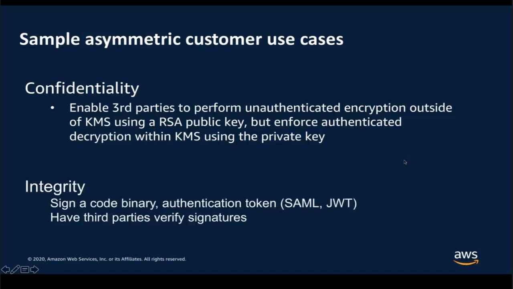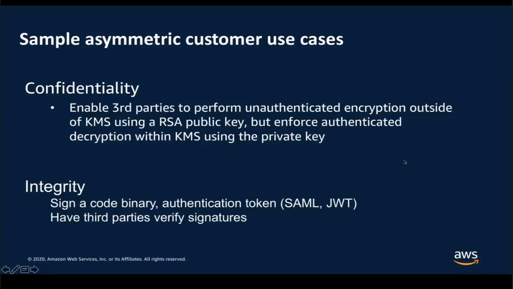Another use case for integrity checking that you can use asymmetric CMKs for is signing a code binary or an authentication token, one with SAML or a JSON web token, or any document using the CMK that you have in KMS. Now, once you have a particular piece of data that you have a signature on, you can share that data and the signature, and you can have third parties verify those signatures outside of KMS.